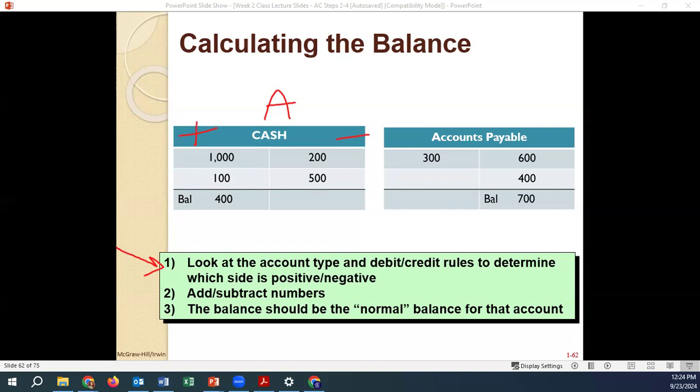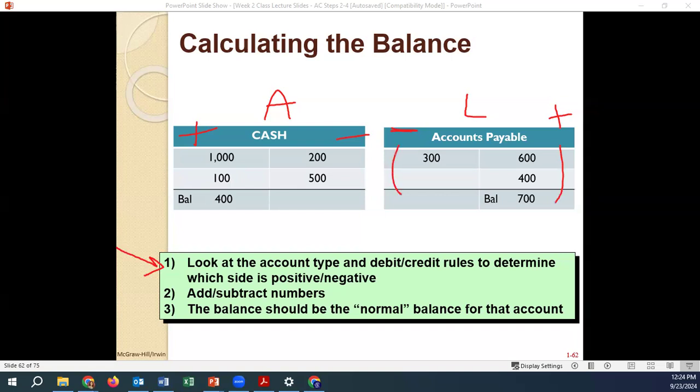But if you look here at this account, accounts payable, well, that's a liability. And for liabilities, if you look at the debit credit rule, it's the opposite, right? You have positive or increases on the credit side and negatives or decreases on the debit side. But it's the same kind of thing. These are going to be your positive numbers. These are going to be your negative numbers.